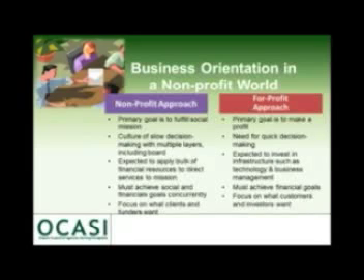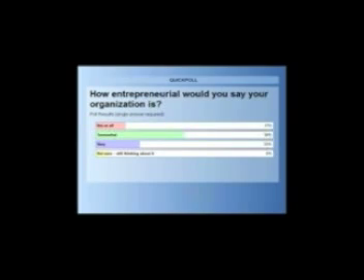20% of you, oh, it's changing a little bit, but I think I'm going to give you the results right now. 50% of you are right down the middle, half say you're somewhat entrepreneurial.